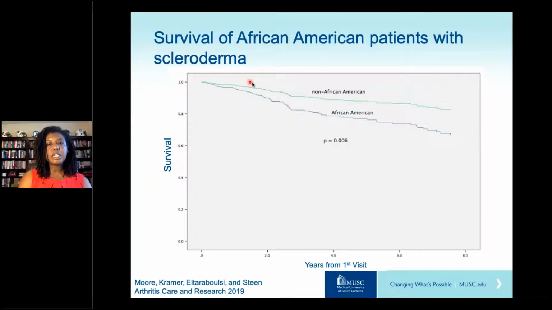And as you can see, as we go out in the number of years, the number of patients that survive unfortunately decreases with time. However, with African Americans, there's a sharper decline in the number of patients that survive compared to non-African Americans. And the difference between these two lines is statistically significant.